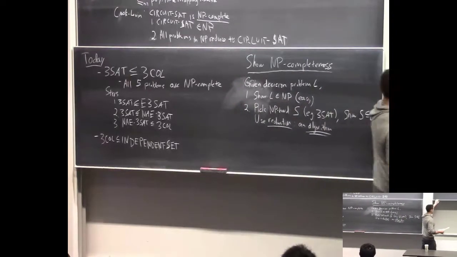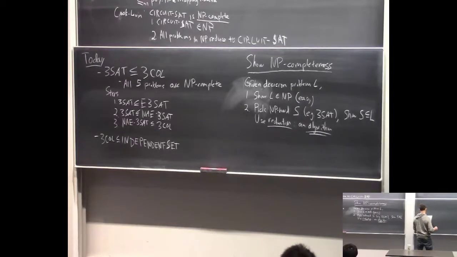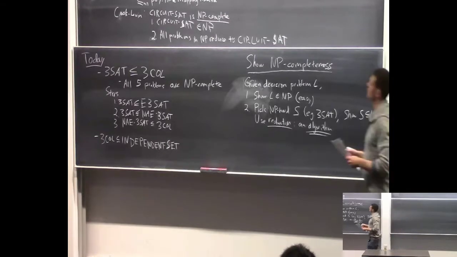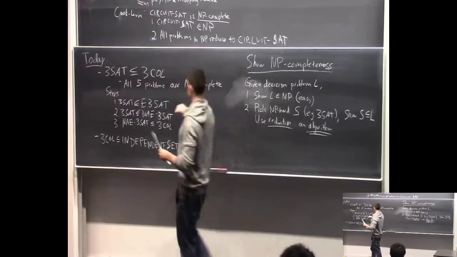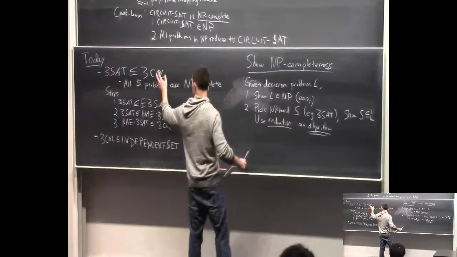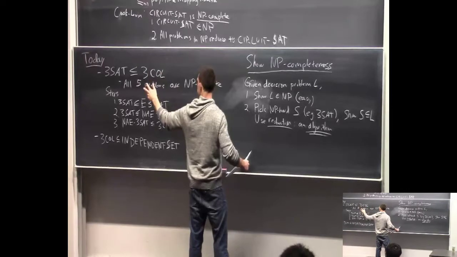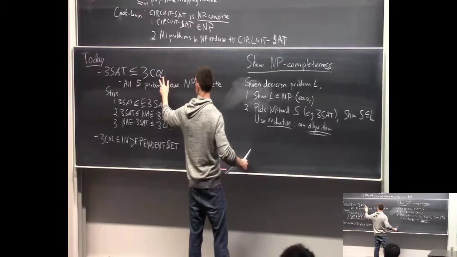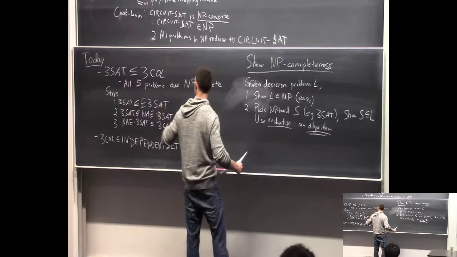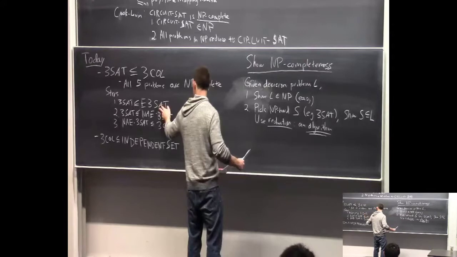All right. So let's start with this E3-SAT problem. We're going to start with step one. We want to show that 3 coloring reduces to, I keep saying this backwards, 3-SAT reduces to 3 coloring. There we go. And we're going to start with this first step.